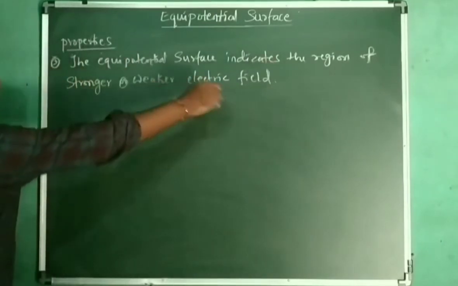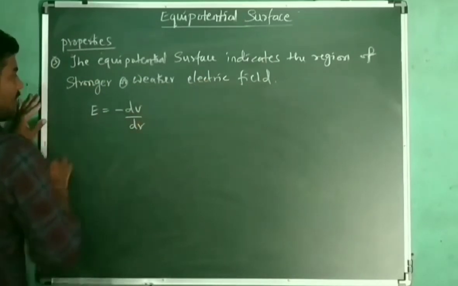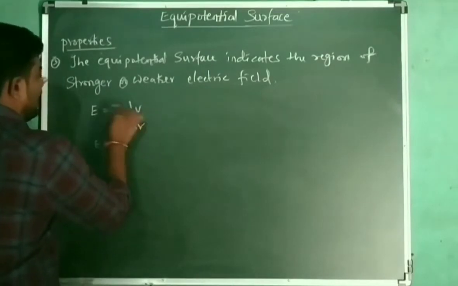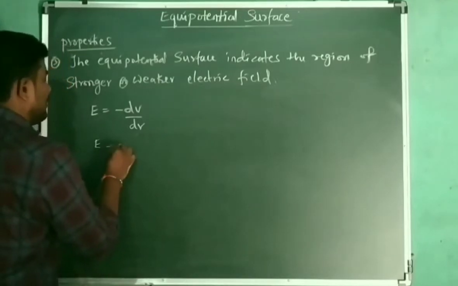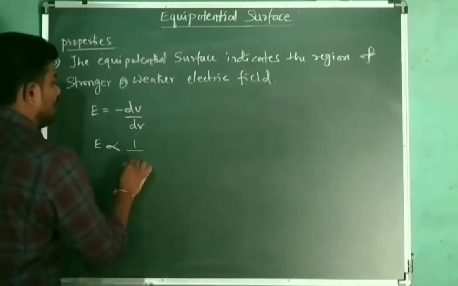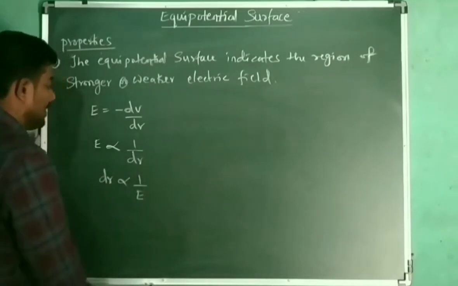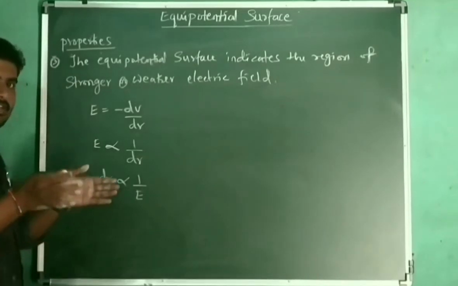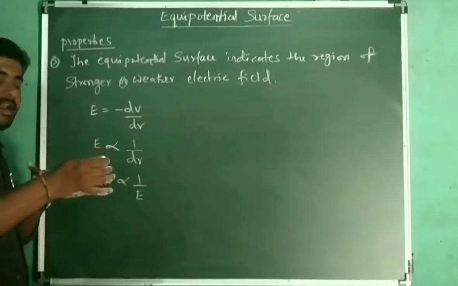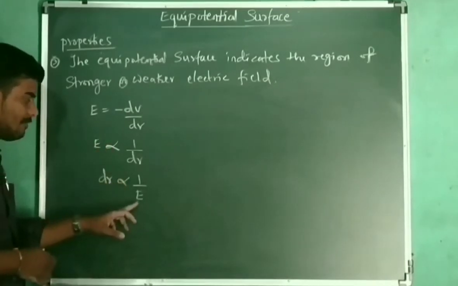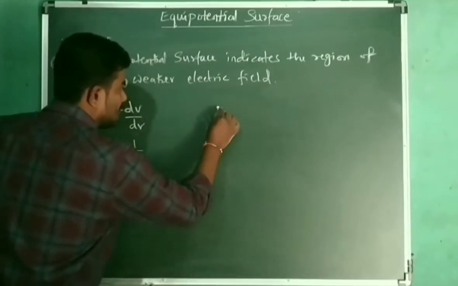See here, E is equal to once again minus dV divided by dr. Since dV is what? Change in potential, and change in potential is always constant on equipotential surface. Therefore, E is inversely proportional to dr, or dr is inversely proportional to E. Its meaning is the equipotential surfaces are closer for stronger electric field, and the equipotential surfaces are farther for weaker electric field.